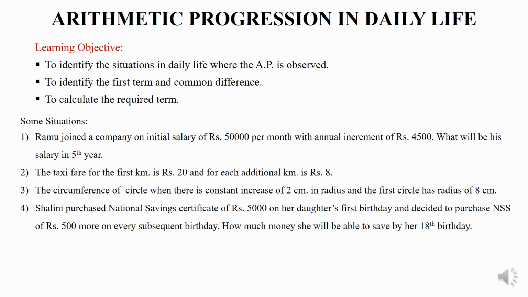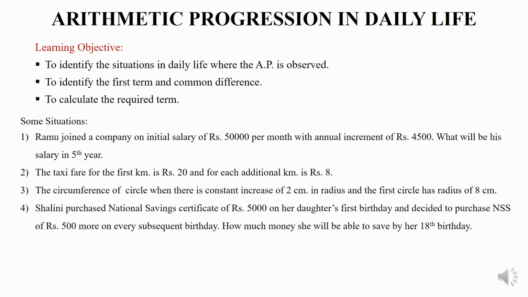And she decided to purchase 500 more on every subsequent birthday. It means for the next one she is going to add 500 to the 5,000, which is nothing but 5,500. And she is going to purchase a certificate of 5,500 rupees. Then for the next year again she is going to add 500 to the 5,500. It becomes 6,000 rupees. So totally here the first term is 5,000, the second term is 5,500 and the third term is 6,000, like that.